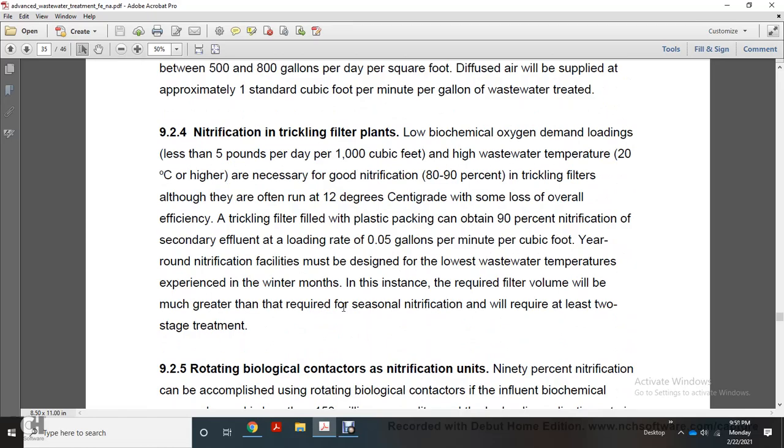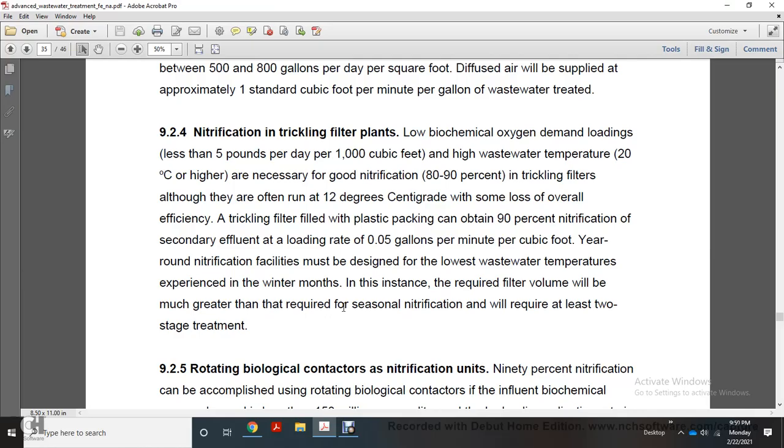Nitrification in trickling filter plants. Low biochemical oxygen demand loadings of less than 5 pounds per day per 1,000 cubic feet and wastewater temperatures of 20 degrees Celsius or higher are necessary for good nitrification, 80 to 90% in trickling filters, although they are often run at 12 degrees Celsius. Some of the loss in efficiency occurs in trickling filters where plastic packing can obtain 90% nitrification.